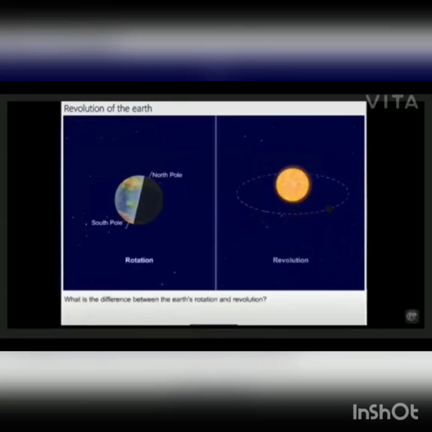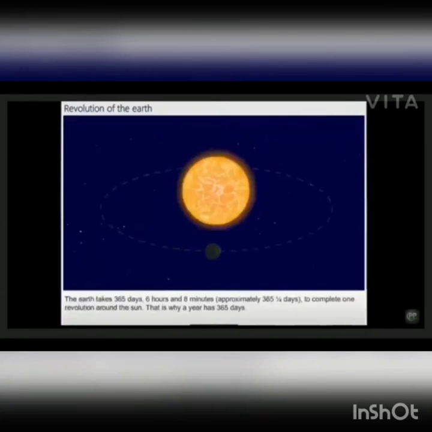What is the difference between the Earth's rotation and revolution? The spinning of the Earth on its axis is called rotation, while the movement of the Earth around the Sun is called revolution. This is the picture of rotation and revolution.